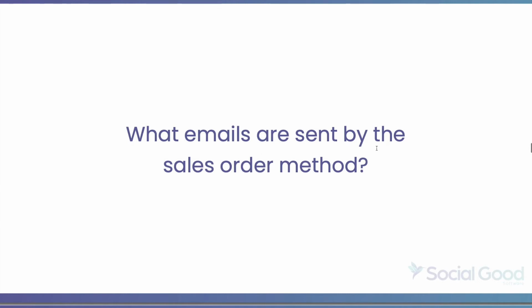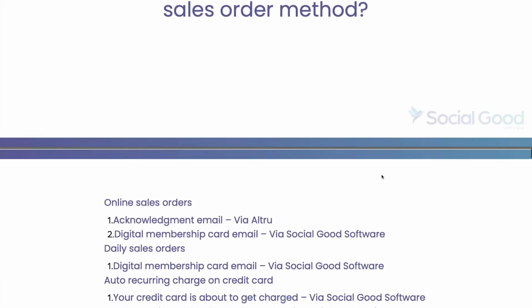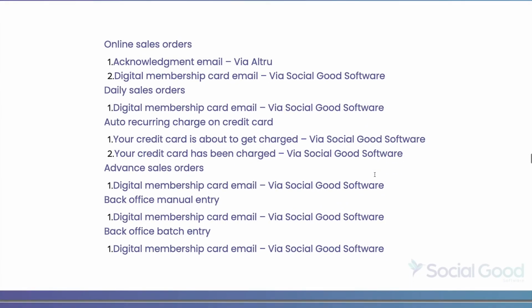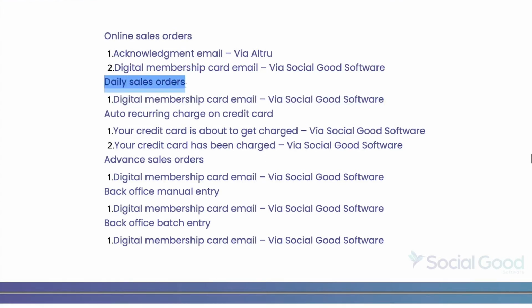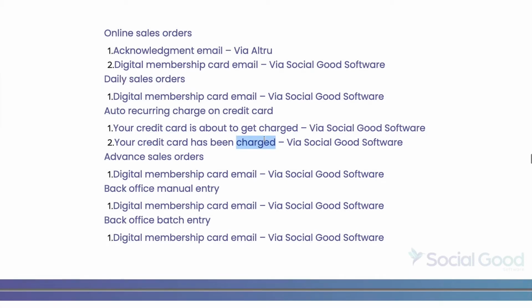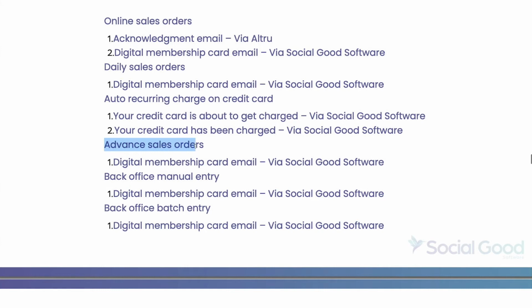What emails are sent by the sales order method? I have a handful of emails here, and I'll just show you really quickly what happens. For online sales orders, they get an acknowledgement email, which is sent via Altru, and then they get a digital membership card email, which is sent by Social Good Software. For a daily sales order, they also get one from Social Good Software. You can also do one when the card is about to get charged or when the card has been charged. For advanced sales orders, this is just the one from Social Good Software.